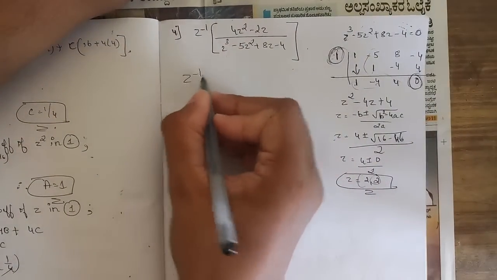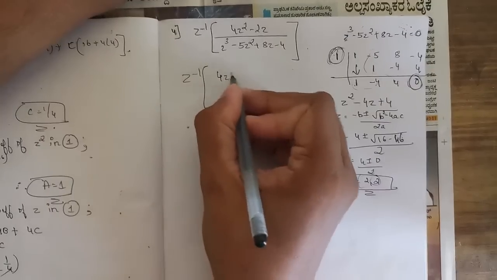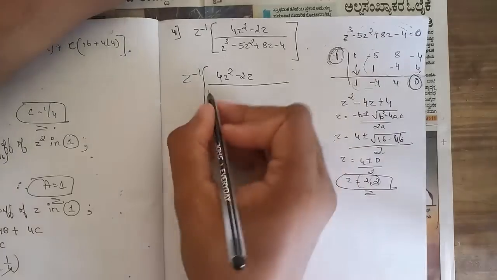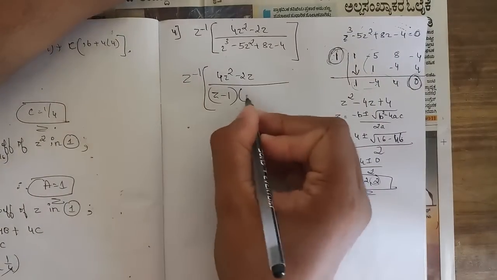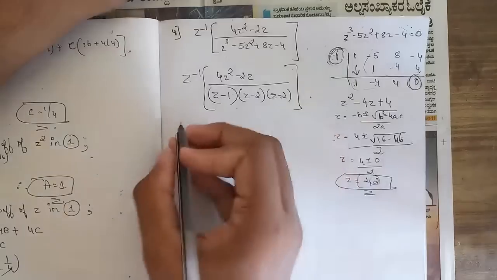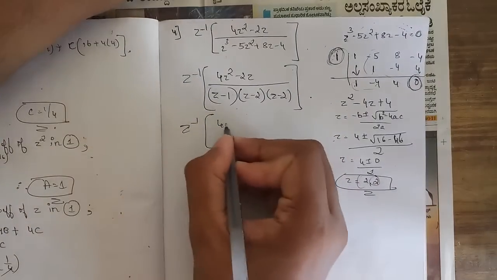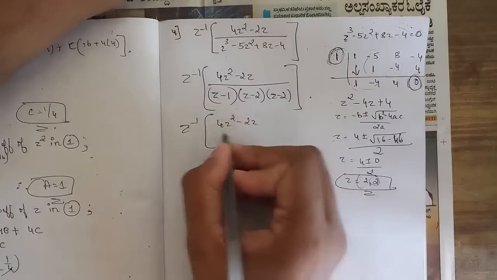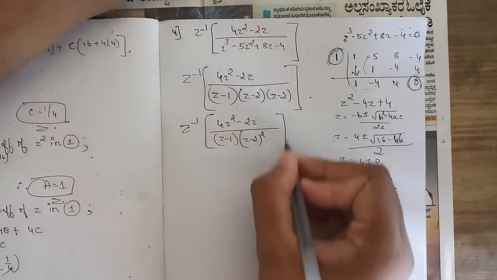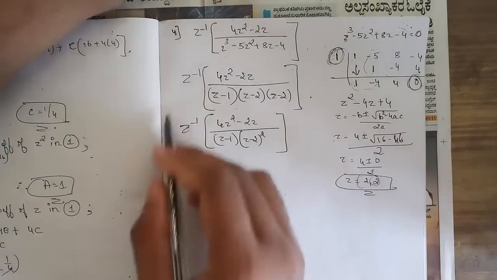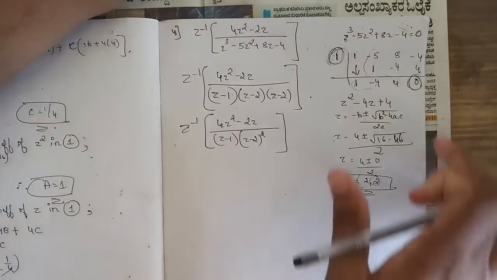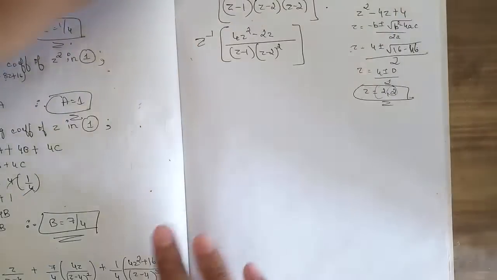Now again we need to write this given question in this form. We got the three roots, right? So that is (z minus 1) into (z minus 2) into (z minus 2), or we can even write it as 4z square minus 2z over (z minus 1) into (z minus 2) whole square. So now this is all in the form of partial fractions. For this we need to apply the partial fraction rule and find the values for A and B.